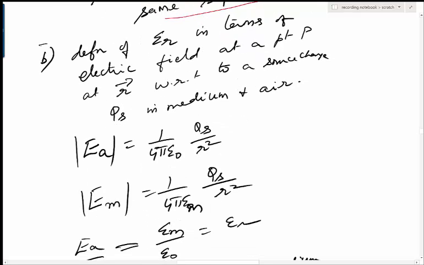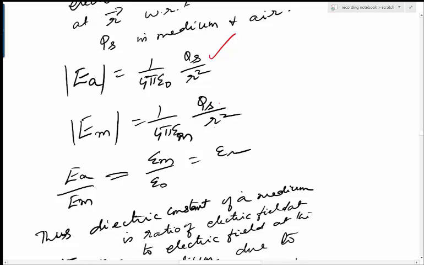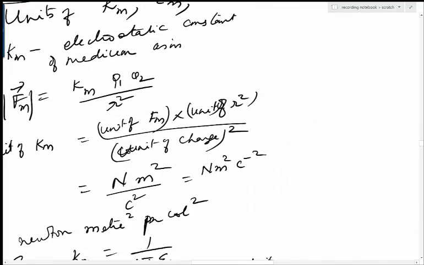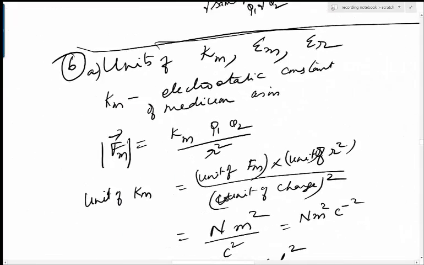Now electric field at A is equal to 1 by 4 pi epsilon naught into Qs by r square. Electric field in medium at the same point, at the same position r, will be 1 by 4 pi epsilon m into Qs by r square. Qs I am not changing, with respect to the same Qs. Therefore Ea by Em will again be epsilon m by epsilon naught, which will be epsilon r. Thus dielectric constant of a medium can also be thought of as the ratio of electric field at a point in air to electric field at the same point in the medium due to the same Qs at the same location in both cases.